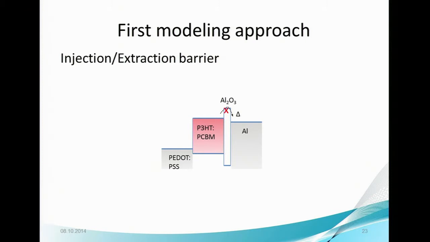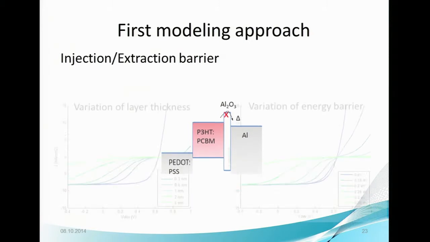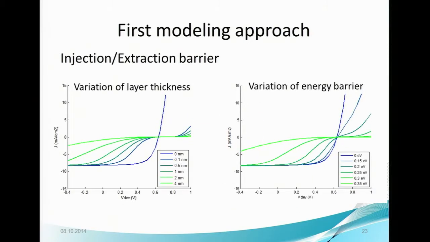So if you do this, you can then either vary the thickness of this thin layer, or you can vary the height of this energy barrier. And you will find in both cases, at least qualitatively, the same behavior. So you will strongly reduce the short circuit current in both cases, and at the same time keep the VOC constant. So this is what we saw in the data.